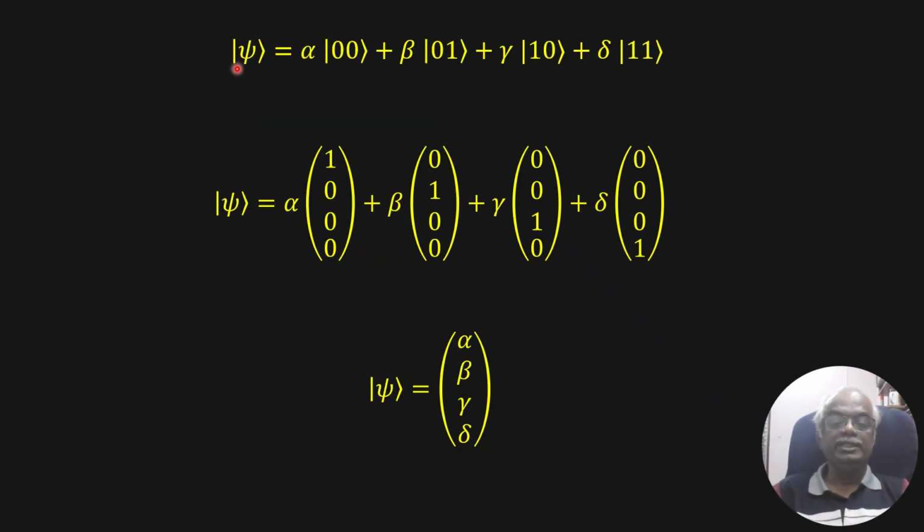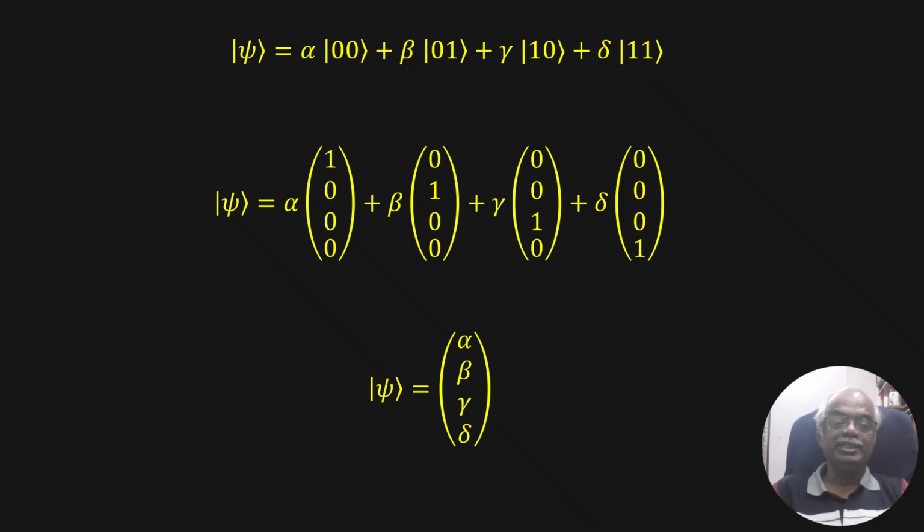So we have seen the 2-bit ket vector is equal to alpha times |00> plus beta times |01> plus gamma times |10> plus delta times |11>.